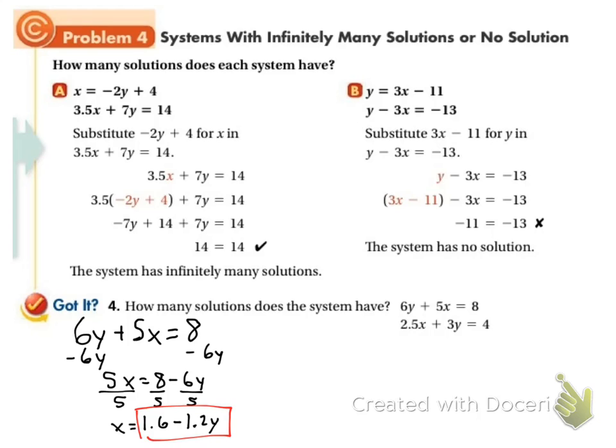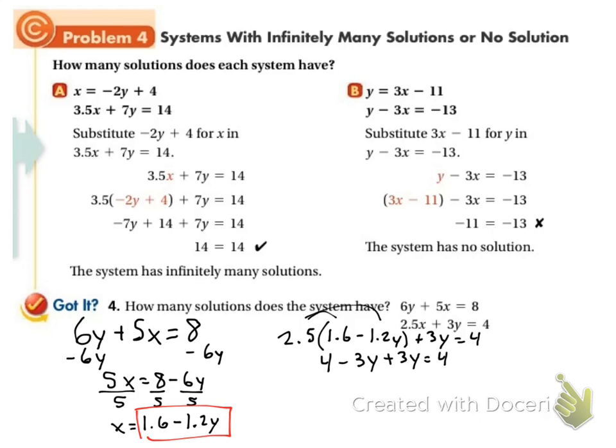So I can take that and I can plug into our second equation. I can plug in for that x right there. So I'm going to write out that second equation. So 2.5, but instead of x, I'm going to plug in the 1.6 minus 1.2y. Still got that plus 3y and equal to 4. So I need to distribute it in, right? 2.5 times 1.6, that's 4. And then 2.5 times a negative 1.2y will give me minus 3y. And then I've still got my plus 3y equals 4.